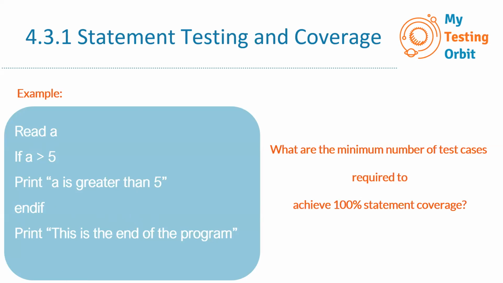So it might be a system, a field where we are taking the input. So read A is a variable. If A is greater than 5, print A is greater than 5. And then print, this is the end of the program. Okay, so we have an if statement over here.